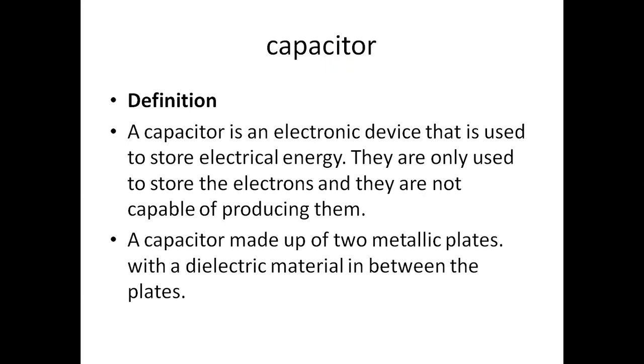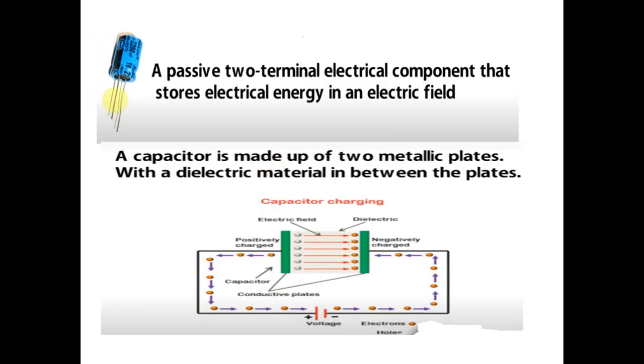The second passive component is the capacitor. This is the definition of a capacitor. A capacitor is an electronic device that is used to store electrical energy. It is only used to store electrons and is not capable of producing them. A capacitor is made up of two metallic plates with a dielectric material in between the plates. This is the symbol of a capacitor, and practically, a capacitor looks like this.